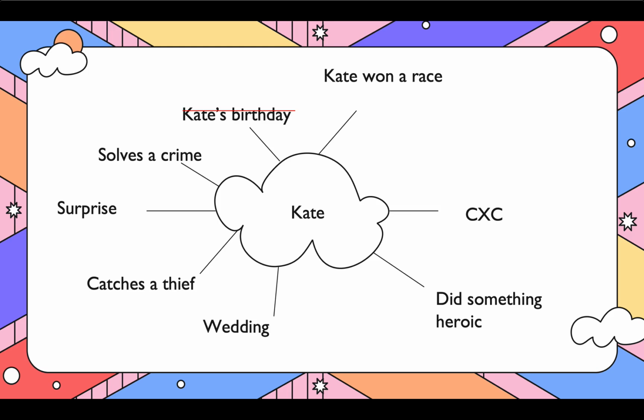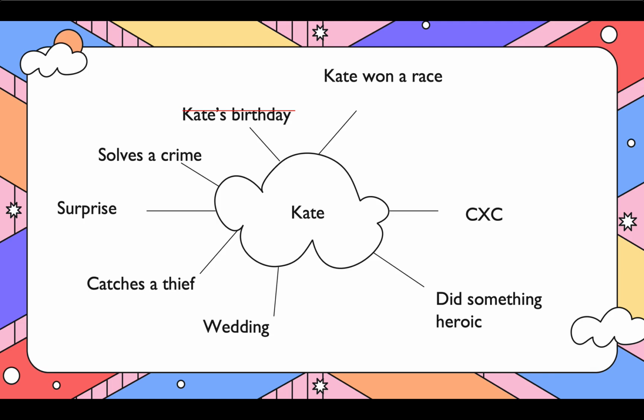Now what I'm going to do next is eliminate the very common ideas. You don't want to be basic. You want to think outside of the box. Everybody is going to be writing about Kate's birthday. So when your marker receives your story and it's the same thing as everybody else's, you may lose a few marks for creativity there. So use your imagination, okay?